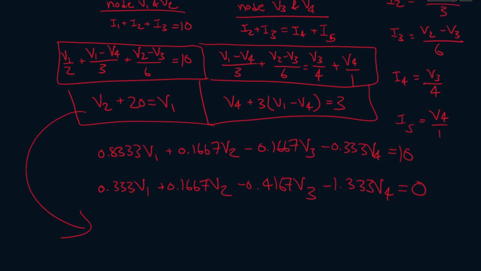Now for this one, let's bring the V1 and the 20 to the other side. So it'll be minus V1 plus V2 equals minus 20.